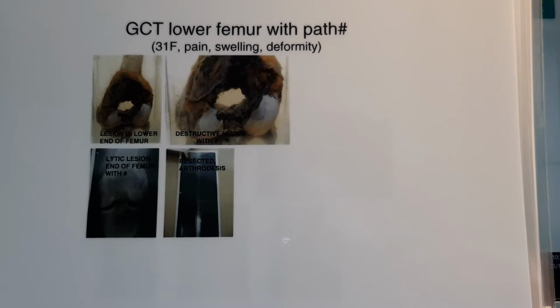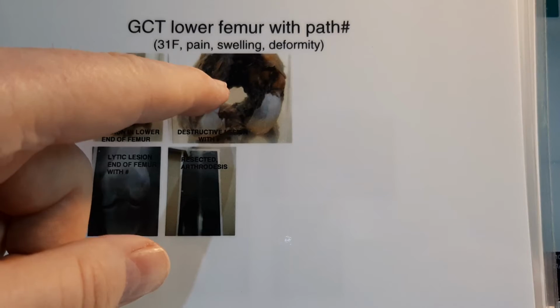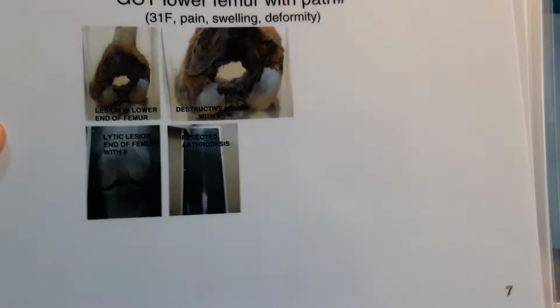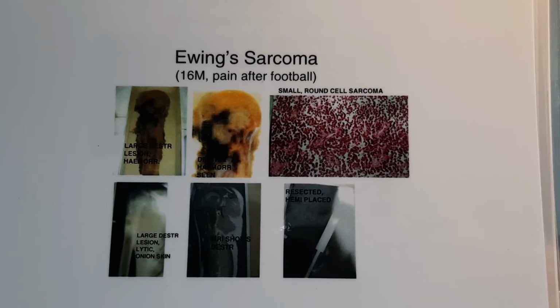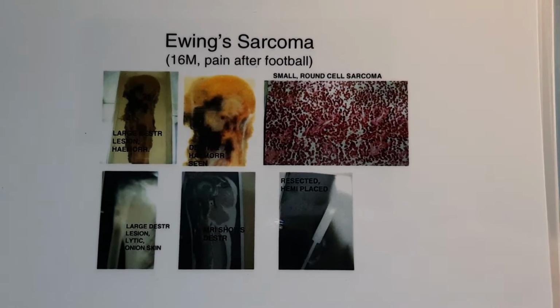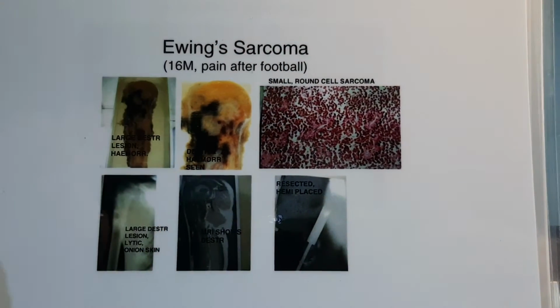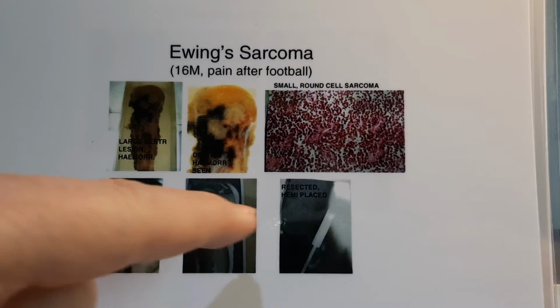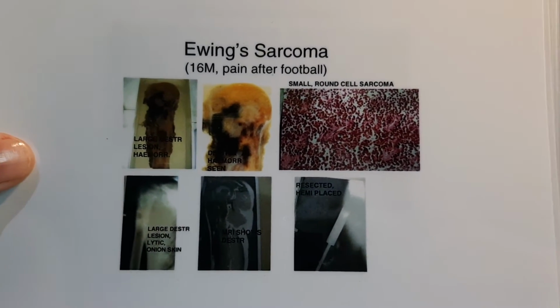Giant cell tumor, lower femur, pathological fracture. Look, it's blown out. Ewing sarcoma, see it in children, younger people. See the histology, X-rays, and the operation done. Read carefully.